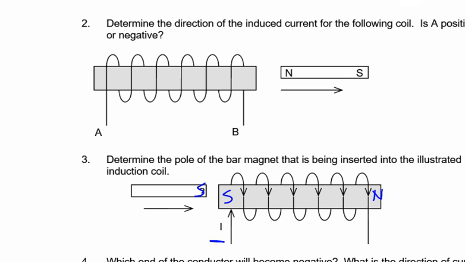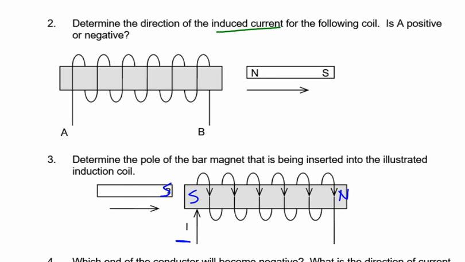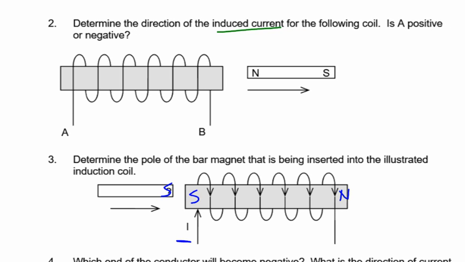Okay, number 2, determine the direction of the induced current for the following coil. Is A positive or negative? Okay, so in this case, we're pulling the north end away, right? So this is my north end. So that would make this my south end. That's where I start on this one, which would make that my north end.